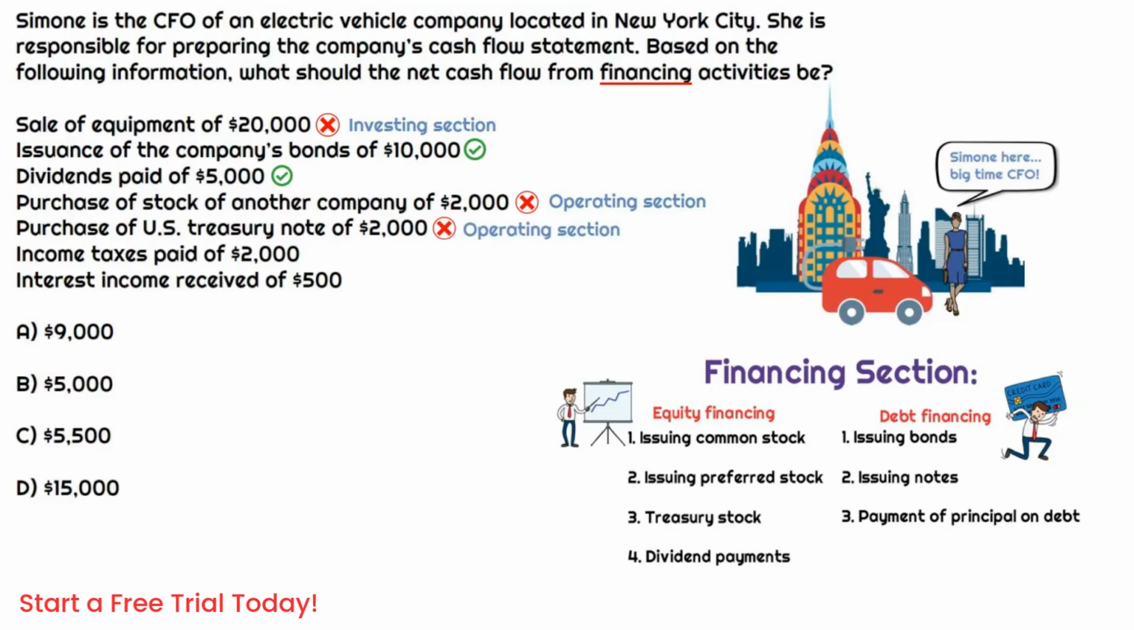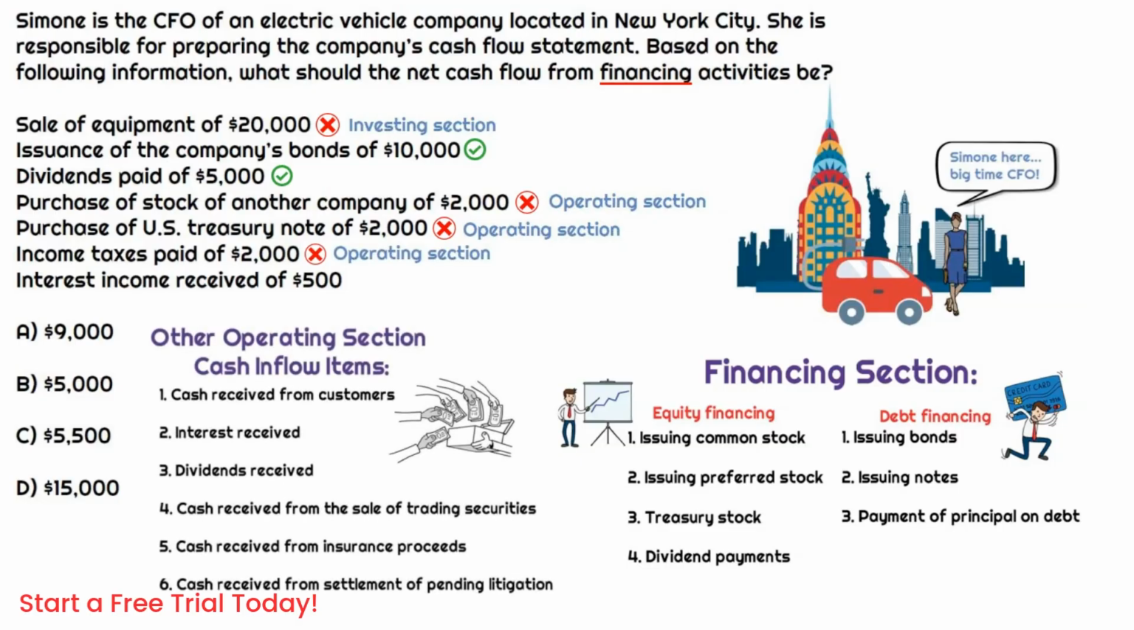How about income taxes paid? Well, when we pay income taxes, that's a cash outflow. That gets recorded in the operating section and not the financing section. So we're going to exclude that. And the last item here is interest income received. So regardless of whether it's interest paid or interest received, it's always going to be recorded in the operating section and not the financing section. So we're going to exclude that.